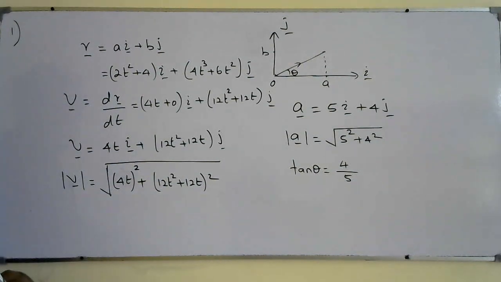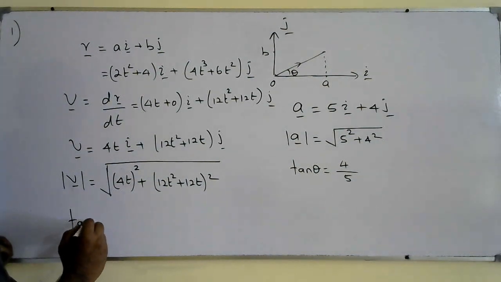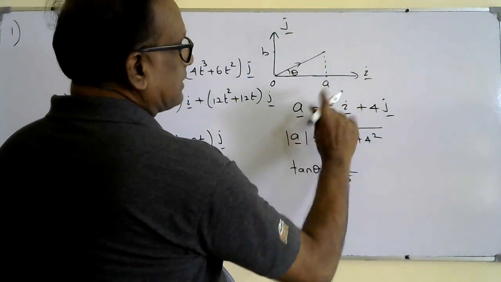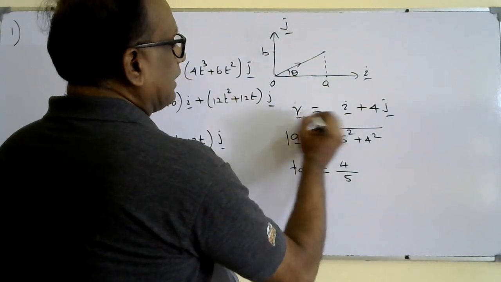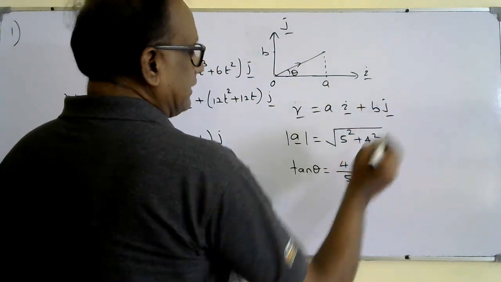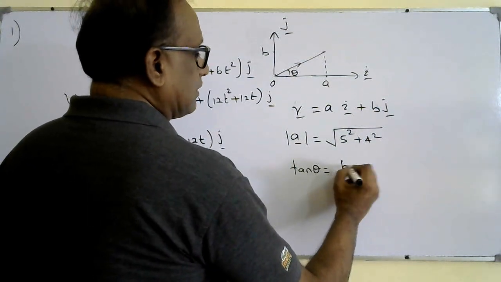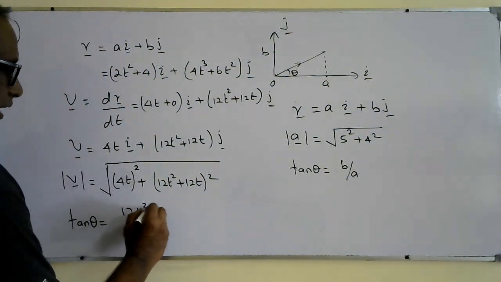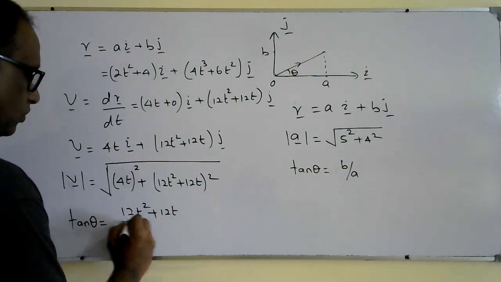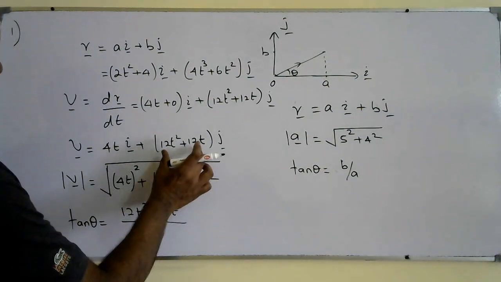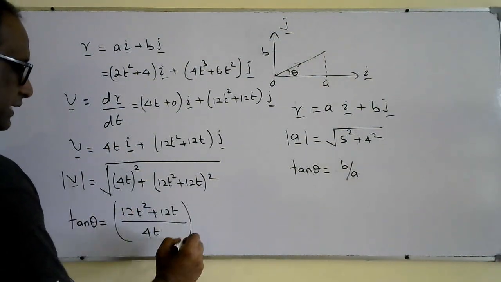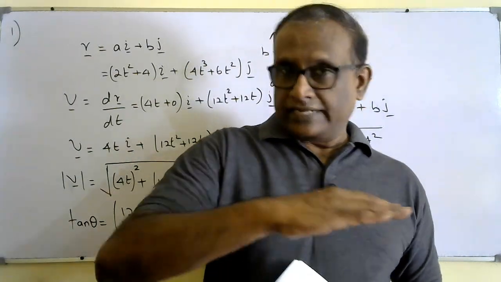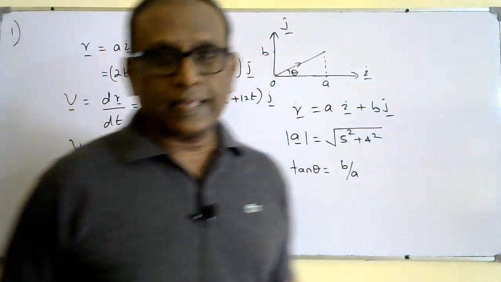So same thing, tan theta is equal to, same idea. If I say this vector r equals ai plus bj, then tan theta is equal to b over a, that is theta equals tan inverse of b over a. So same way, tan theta is equal to (12t squared plus 12t) over 4t. If you solve it, you will get the direction, or the angle of the direction of the velocity with respect to the i direction.